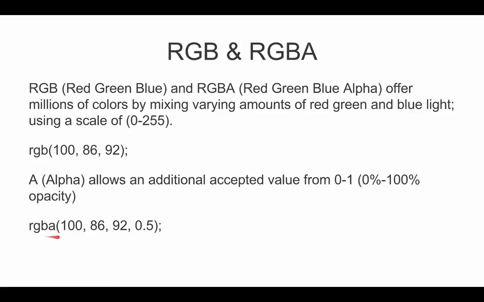Now using RGBA, we're also able to apply a 4th value, which is opacity, and this is on a range from 0 to 1. 0 being 0% opacity and 1 being 100% opacity. So here 0.5 is representing 50% transparency.